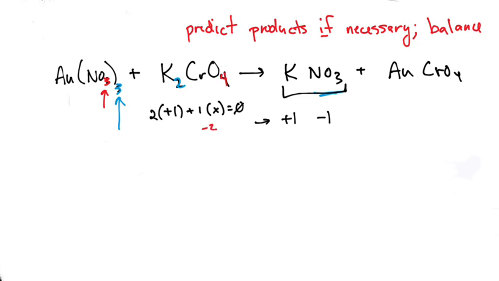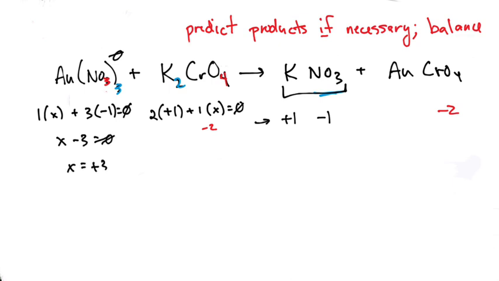I can go back over here. It's a -2. What do I do for gold? Am I required to know the charge on nitrate? Yep, that's one I'm required to memorize. That's a -1. There's 3 of them. Overall charge must equal 0, upper right-hand corner, plus there's 1 gold times an unknown charge. I get x minus 3 equals 0, and x equals +3. The charge on my gold is a positive 3.